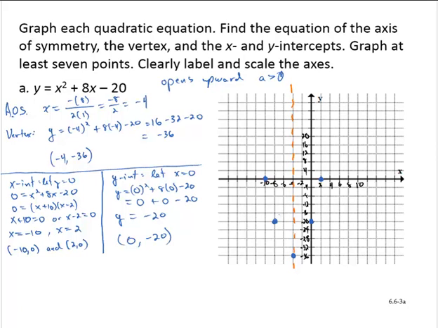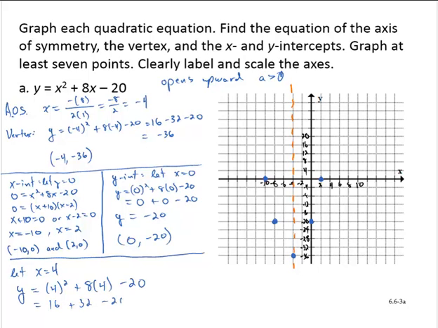And so now I just need to find really one other point. So I'm going to now just choose an x value to work with. I'm going to let x equal 4. If I let x equal 4, then y would equal 4 squared plus 8 times 4 minus 20. That's 16 plus 32 minus 20. And so let's see, that is 48 minus 20, which is 28. So that gives me the ordered pair 4, 28.